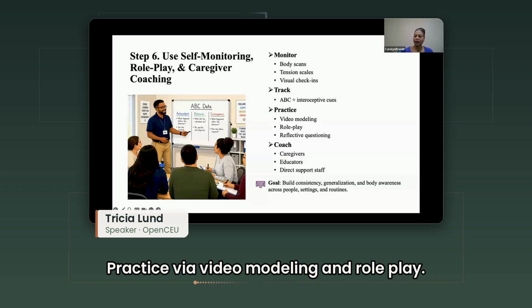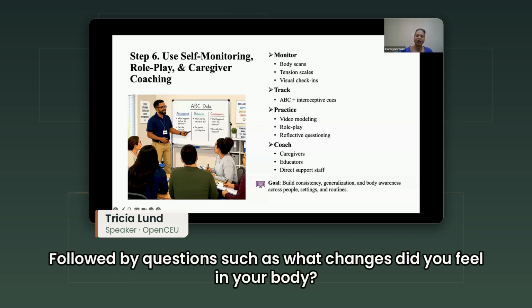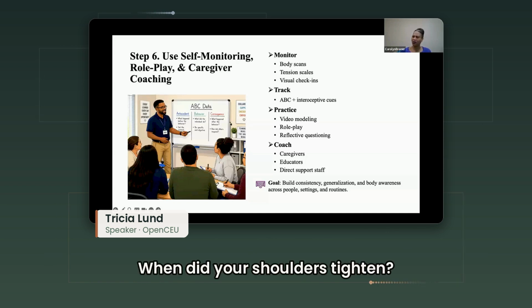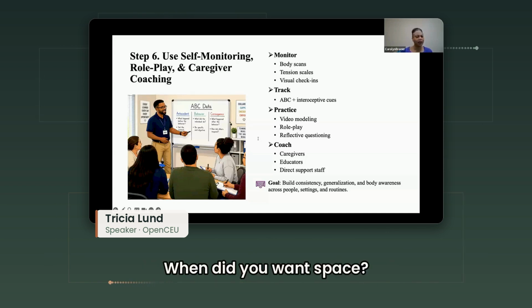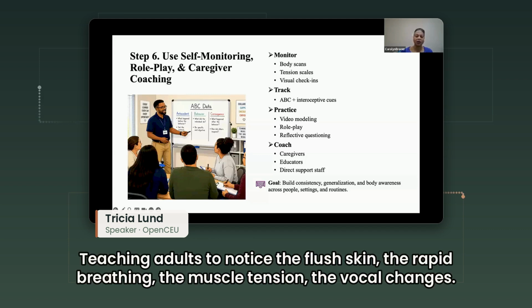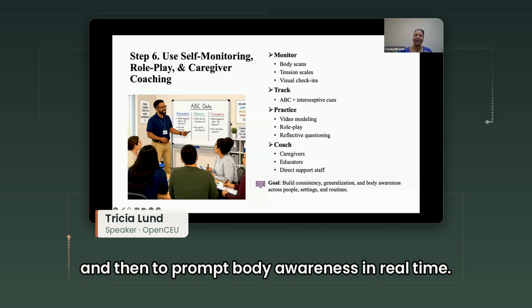Practice via video modeling and role play, followed by questions such as, what changes did you feel in your body? When did your shoulders tighten? When did you want space? Caregiver and staff training, teaching adults to notice the flushed skin, the rapid breathing, the muscle tension, the vocal changes, and then to prompt body awareness in real time.